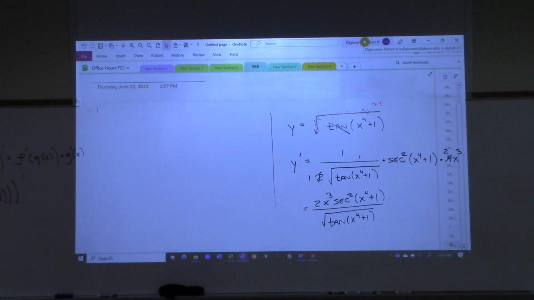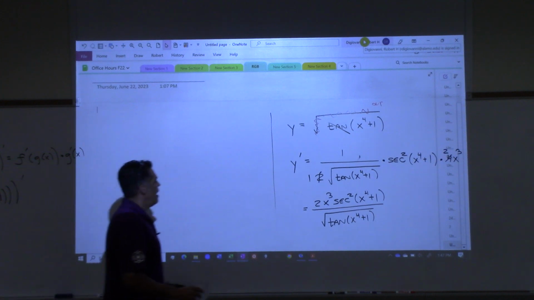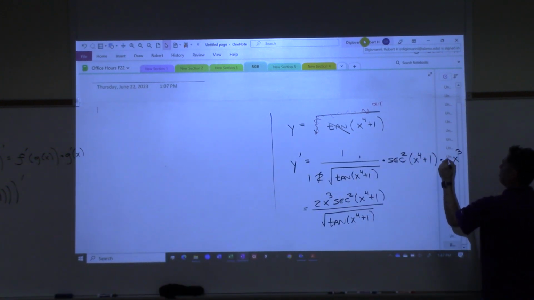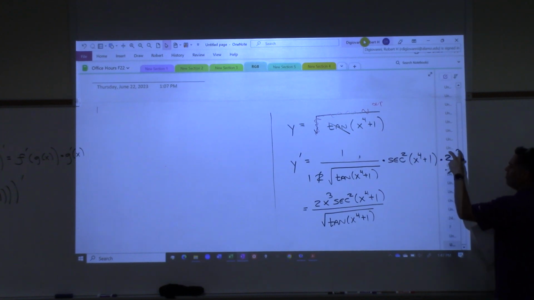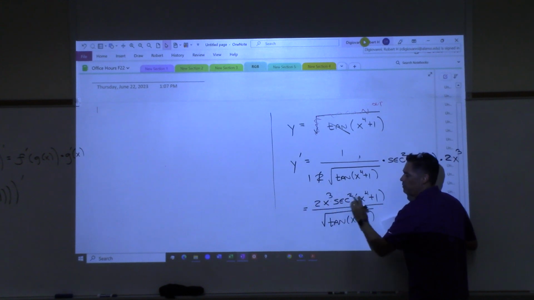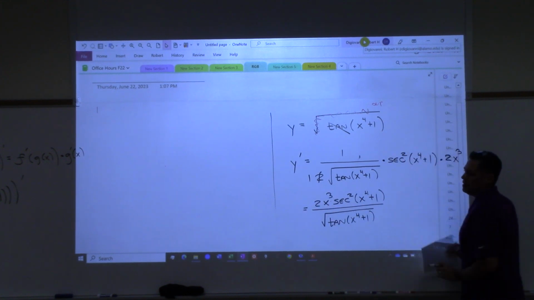You moved the last x cubed in the front with the 2. Yeah, 2 and the x cubed. This 4 went away and became a 2, and then I just moved that in front of the secant squared. That's just by convention. We like to put these in front of trig functions. You could have left it at the end.